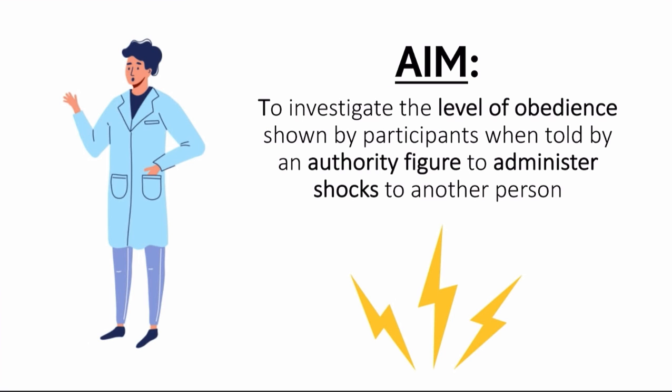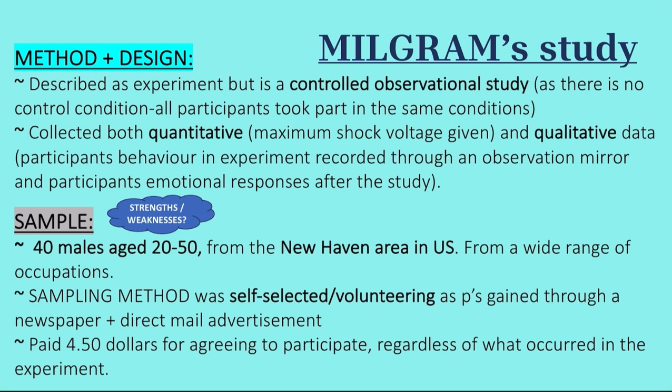Now, the aim is to investigate the level of obedience shown by participants when told by an authority figure to administer shocks to another person. I would say it'd be very helpful for you to learn this word for word, because of course there's many key words in this, and I think this is the only part of the spec you need to know word for word. Make sure you make a flashcard of this and highlight this in your brains.